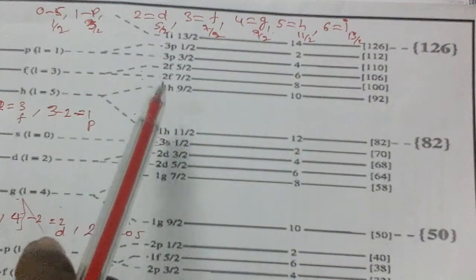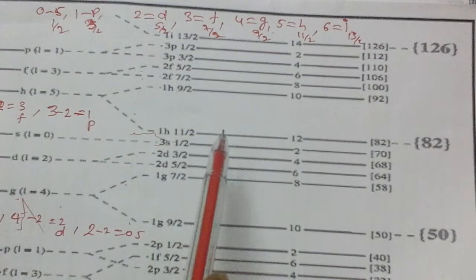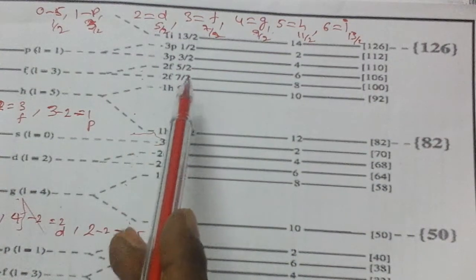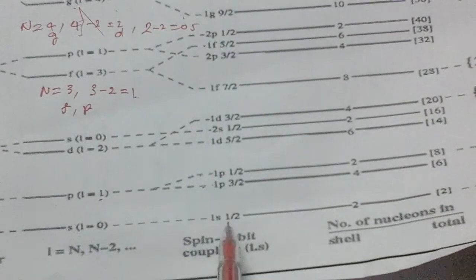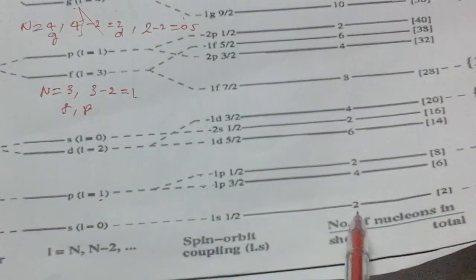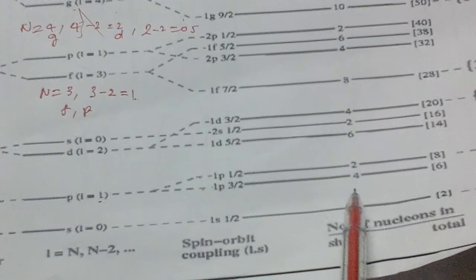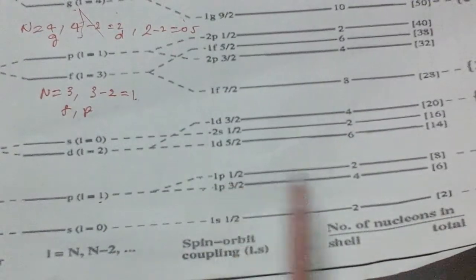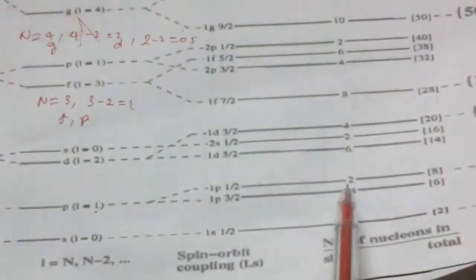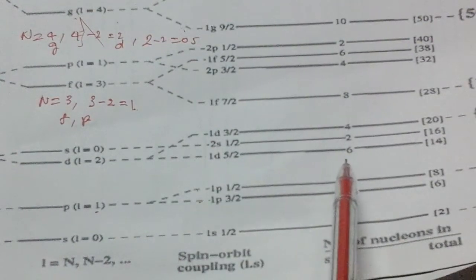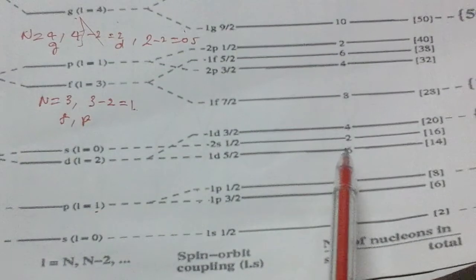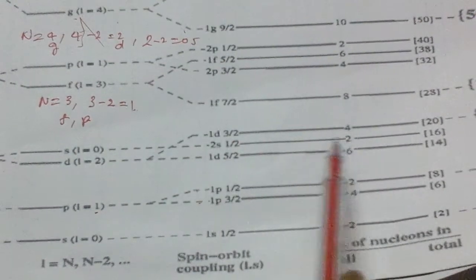See that these are two orbits. It is able to split 1 and 2. This is also two orbits. This is also two orbits. But only S is having a single orbit. This is only a single orbit. So 1 is there, 2 electrons. 3 is there, 4 electrons. 1 is there, 2 electrons. So here 5 is there, 6 electrons. 1 is there, 2 electrons. 3 is there, 4 electrons.